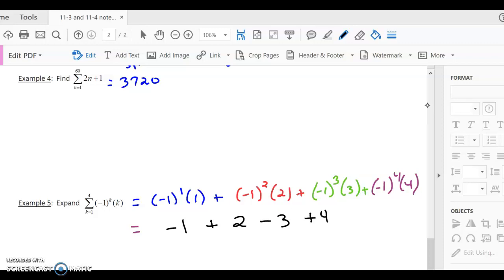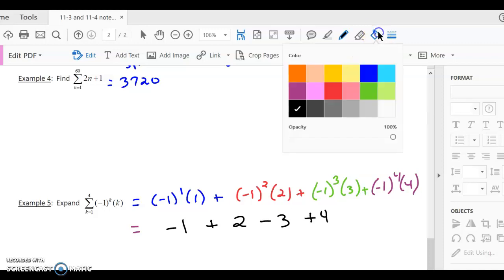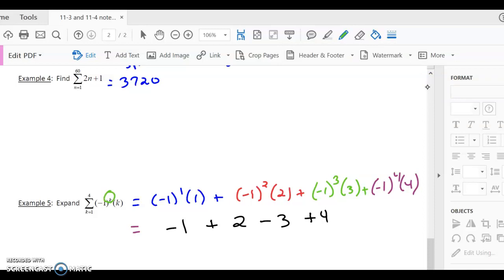plus 4. What's interesting about this one, and in math you'll have to start to recognize this, this k in the power is basically making what we call an alternating series. The signs are changing as you go because the power, whether it's odd or even, is dictating whether it's positive or negative. So this would be your final answer, -1 plus 2 minus 3 plus 4, because the directions say expand. If the word expand was not there, then you would actually add up all the terms and figure out the final sum like we did in example 4. Good luck, ladies and gentlemen.